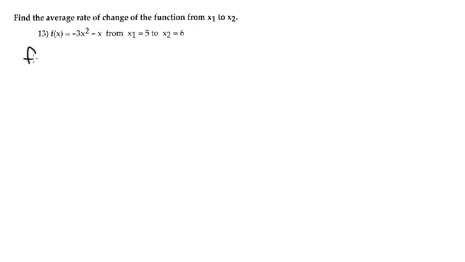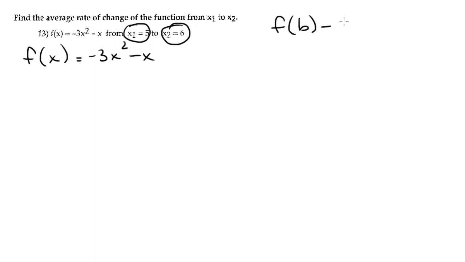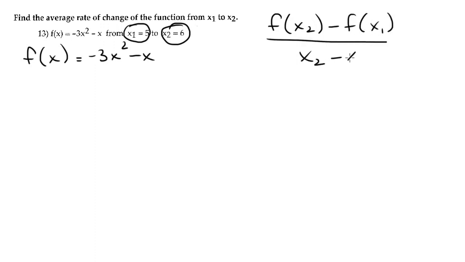Number 13, let's find the average rate of change of this function, negative 3x squared minus x, from x1 is 5 to x2 is 6. Now the average rate of change of a function, that formula, F of x2 minus f of x1 over x2 minus x1.